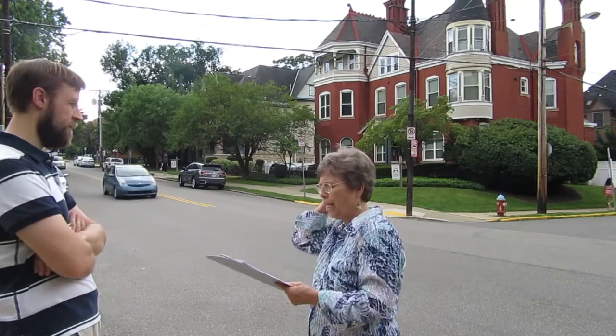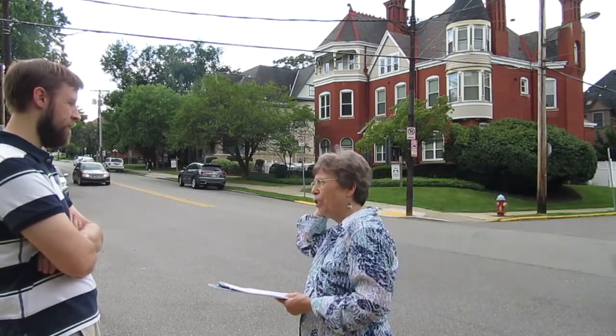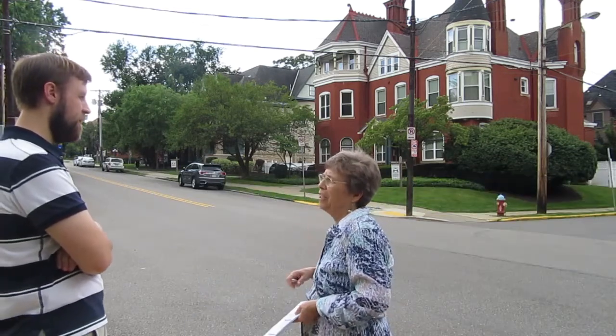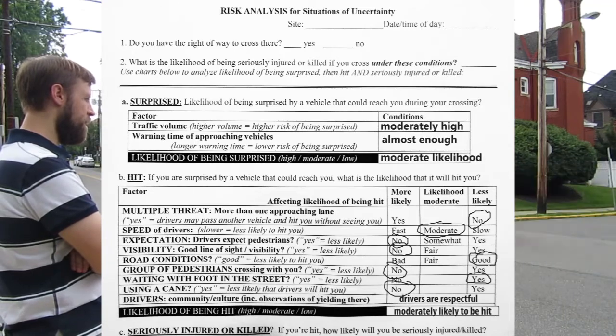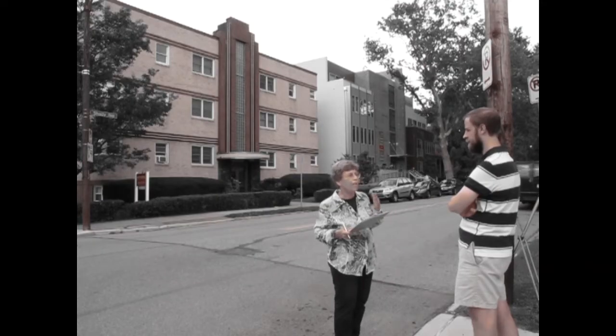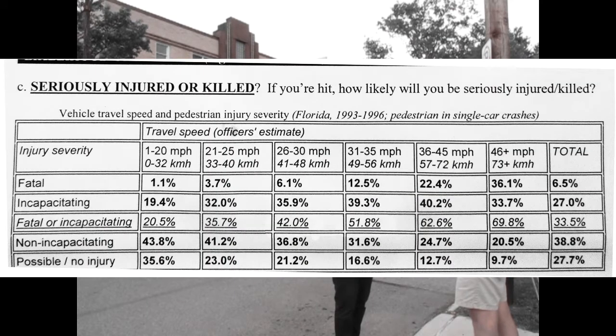So what do you think the chances are that it's going to hit you if you're surprised? Highly likely they're going to hit you. Middle likelihood they're going to hit you, or not likely to hit you. Middle of the road. Middle possibility. Now we're going to talk about if they hit you, what are the chances you're going to be seriously injured or killed? And that depends on speed. I've got a little chart here. And I would say they're going about 30 miles an hour here. And so the chances of being seriously injured or killed is 42%.